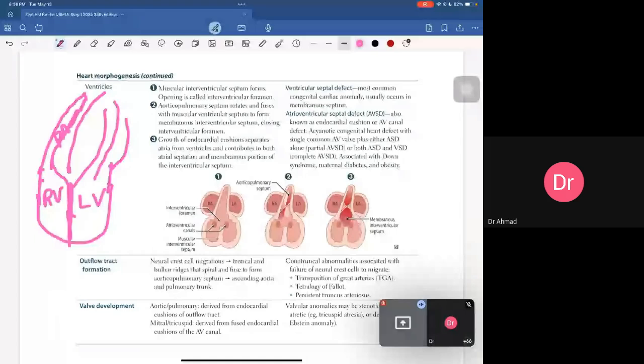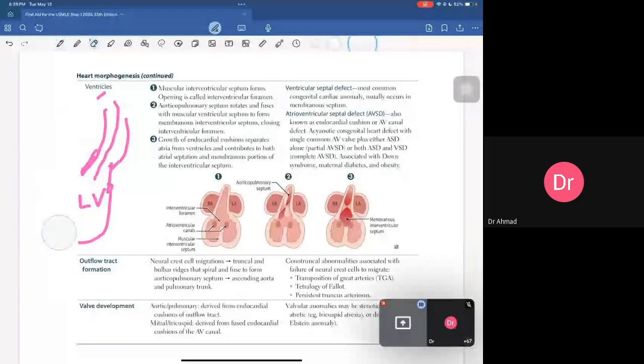So now two things will happen. The interventricular septum will close and this membrane will close as well, right? This will be the first thing that will happen. So remember, in case of ventricles, there will be two septums. The septums will be formed of two parts. One part would be the muscular part, and the other part would be the membranous part, right?